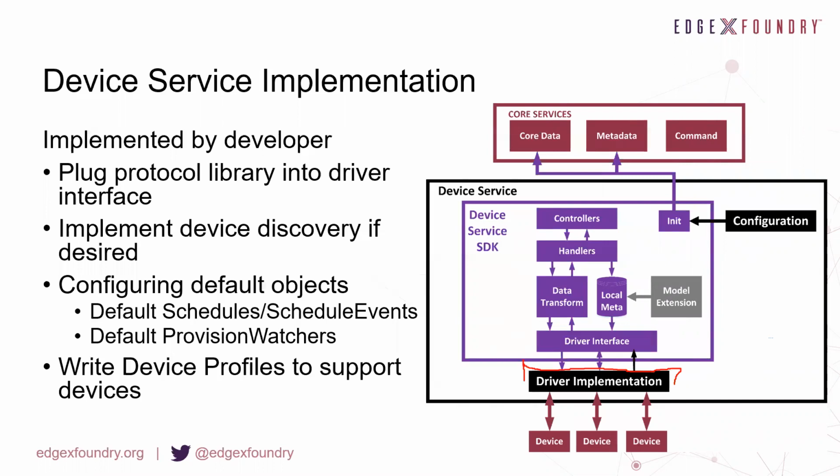You get to configure your default schedules and schedule events, and then also any default provision watchers, which are a discovery object. And then you get to just write some device profiles for the devices that you want to support. And we do encourage organic growth of the device profiles. So if there's a service out there that exists and you just want to add support for a new device that speaks that protocol, go ahead and write a device profile. Don't worry about writing a new device service. And then if you want to, you're welcome to contribute that back to the EdgeX community at large.